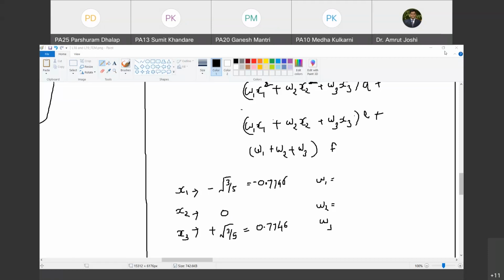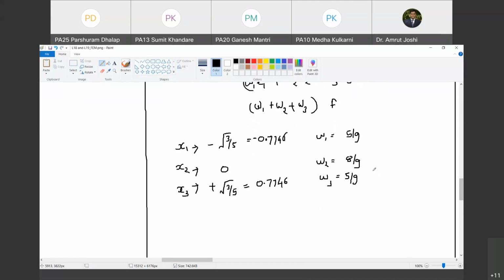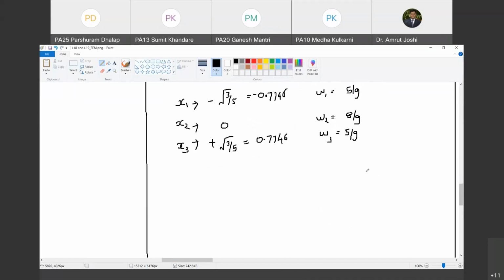just a second. Let me also have a look at the weights. So weights associated are 5 by 9, 8 by 9, and 5 by 9. Are you with me? Yes, sir. So let us try to work this out.